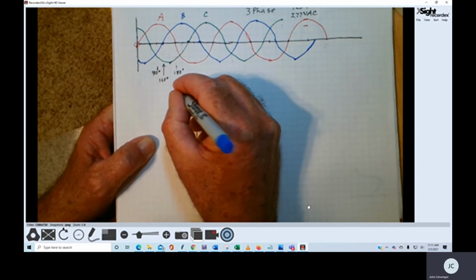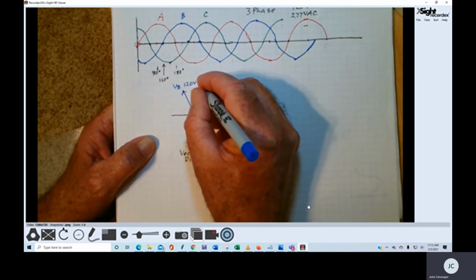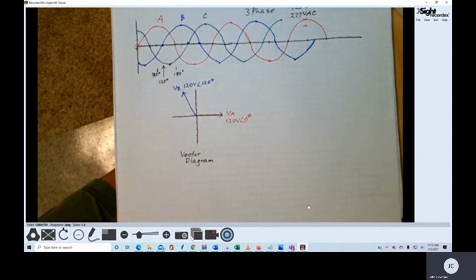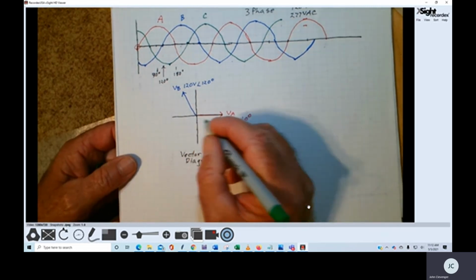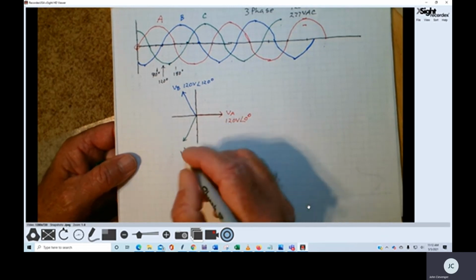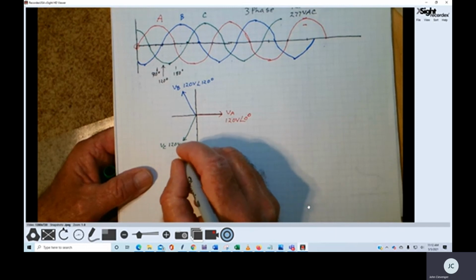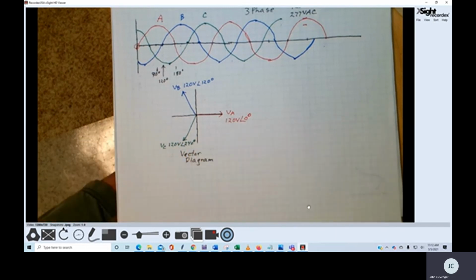So this will be phase B, and let's say this is 120 volts at an angle of 120 degrees. And of course, phase C is going to be where? Phase C is going to be down here. VC is 120 volts at 240 degrees.